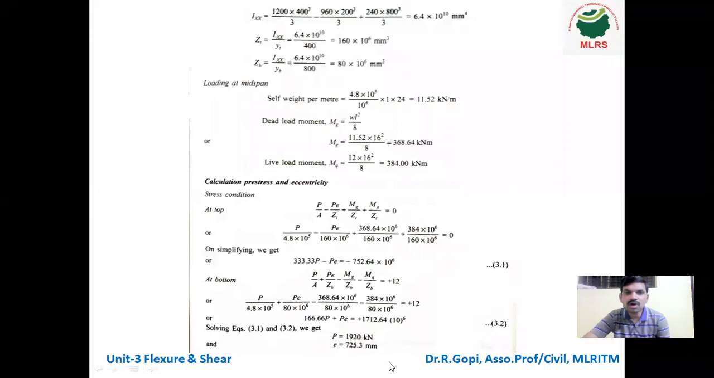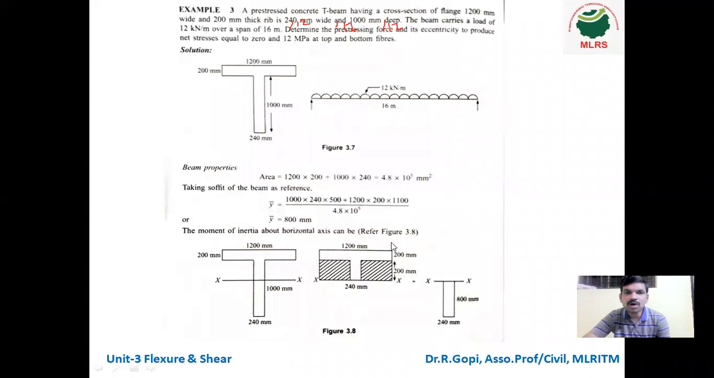So students, here you can see BD cube divided by 12. Instead of 12, they actually made a printing mistake. It is not 3, so these are all 12. Okay, BD cube by 12. The rectangular section moment of inertia we already know is BD cube by 12. So substitute that formula.